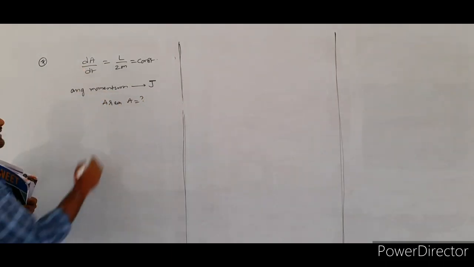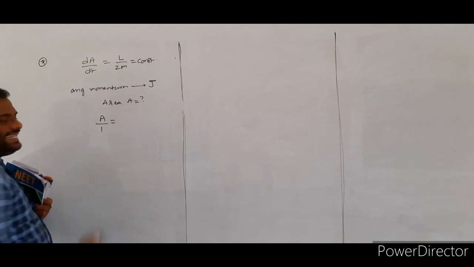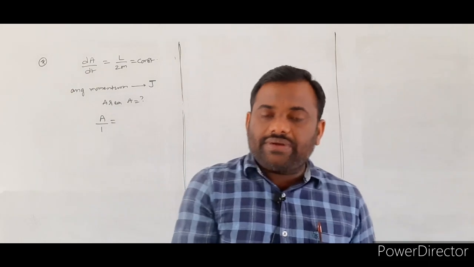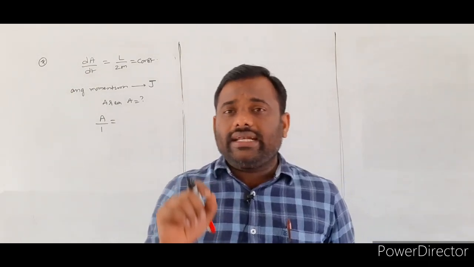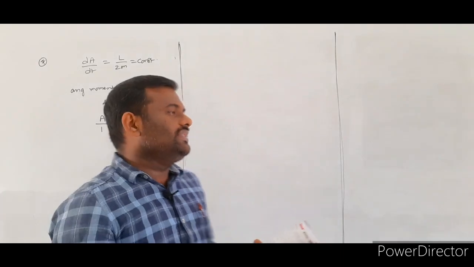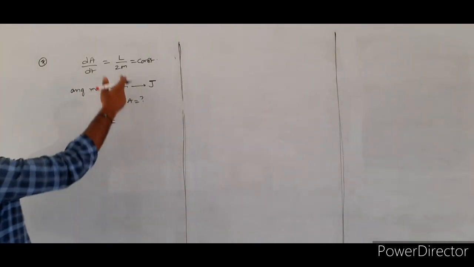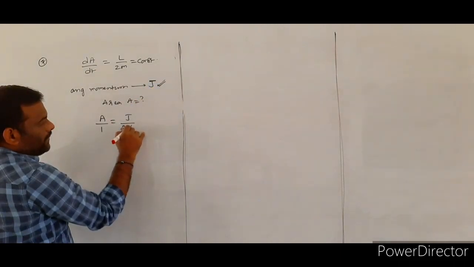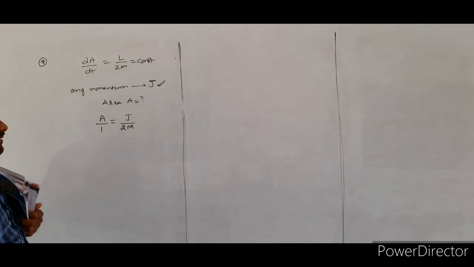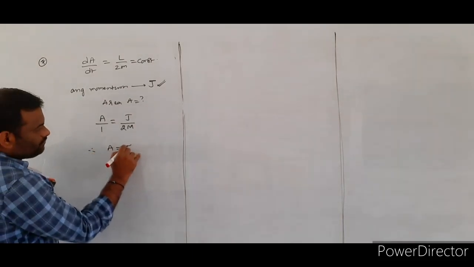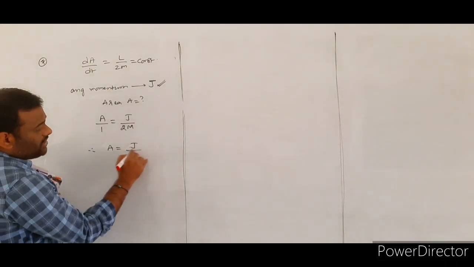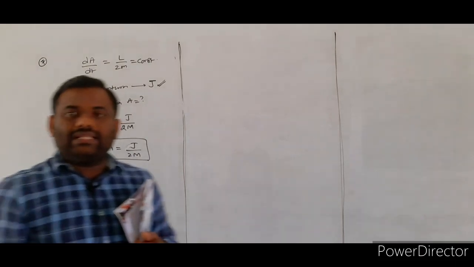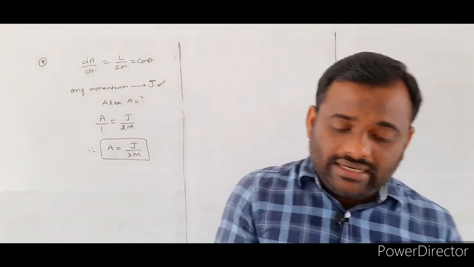From this formula we write A by T. Why did we write 1 instead of T? Because they are asking for the area swept per second, so they took the time value as 1 second only. Therefore, A by 1 is equal to, in the place of capital L, capital J by 2 into the mass of the planet, capital M. Therefore, the area swept by the line joining the planet to the sun is A equal to capital J by 2M. That is about numerical number 7.